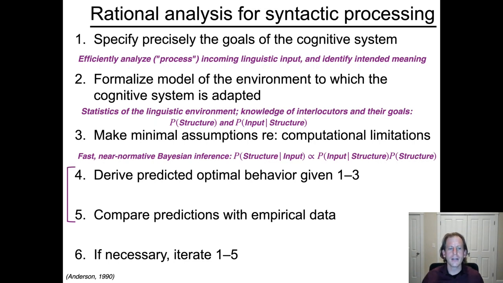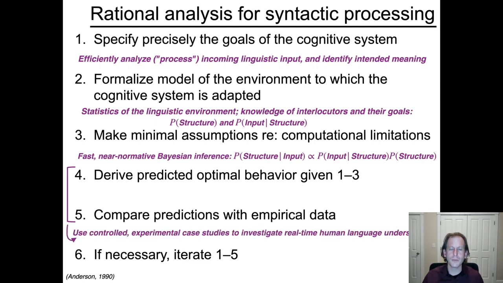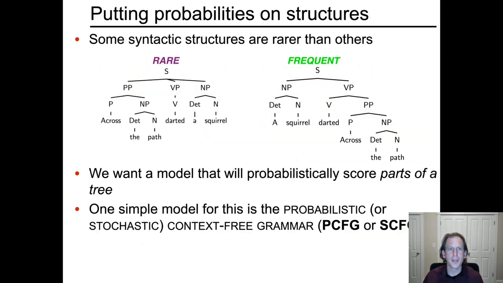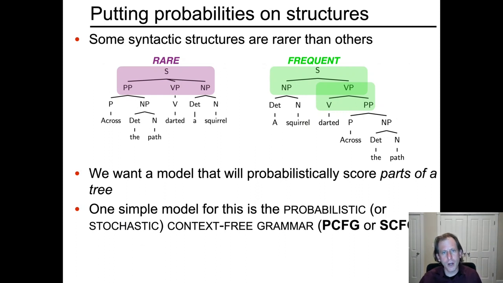So we'll take predicted optimal behavior in any particular case on this basis, and we'll use controlled experimental case studies to investigate real-time human language understanding under this rubric. In cases where we succeed in making good predictions, then we'll say we've done well, we have a good theory. In cases where we fail, we'll ask how do we revise 1 through 3 and see what we should get instead. And this is going to involve, because we just invoked Bayesian inference, we have to put probabilities on structures. And one really important insight is that some kinds of structures are rarer than others.